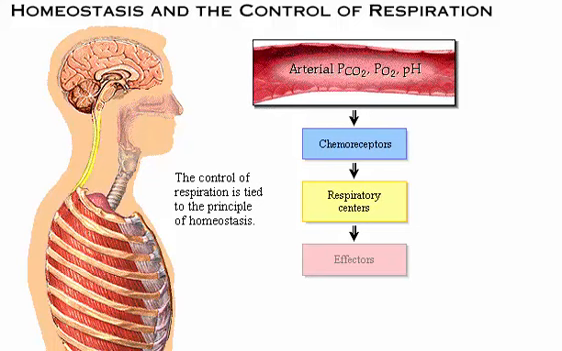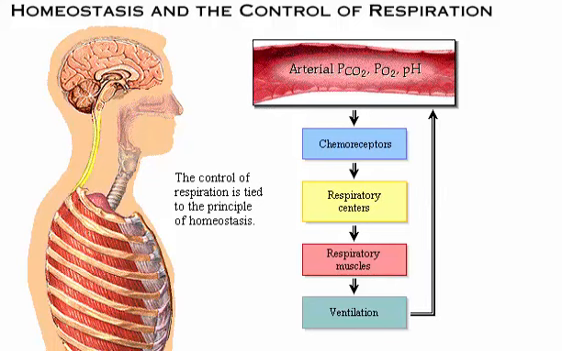These centers then send nerve impulses to the effectors, the respiratory muscles, to control the force and frequency of contraction. This changes the ventilation, the rate and depth of breathing. Ventilation changes restore the arterial blood gases and pH to their normal range.